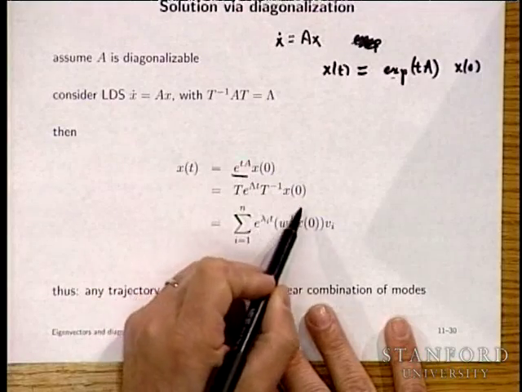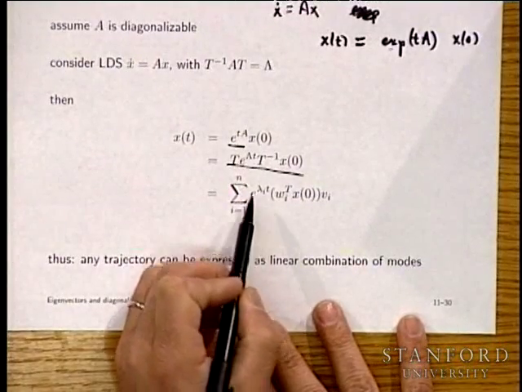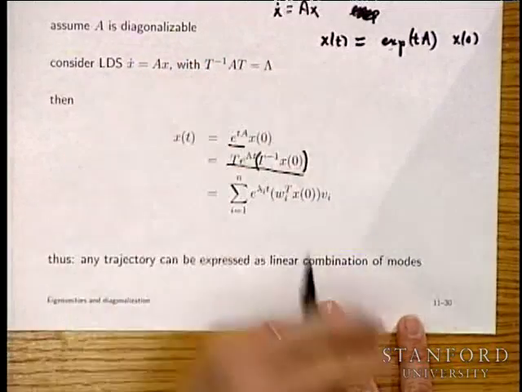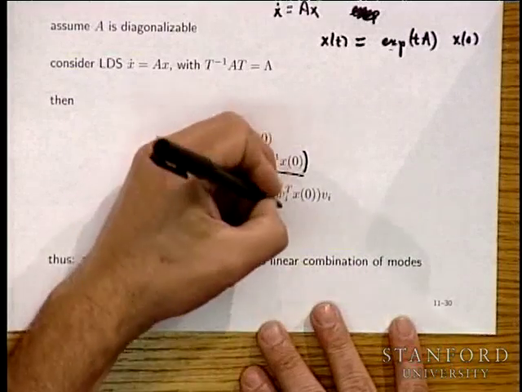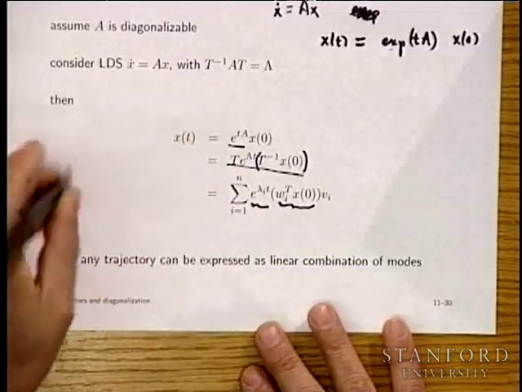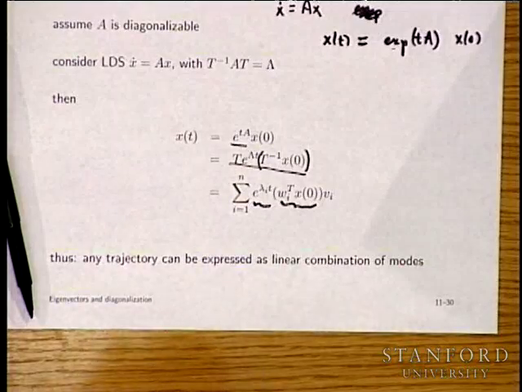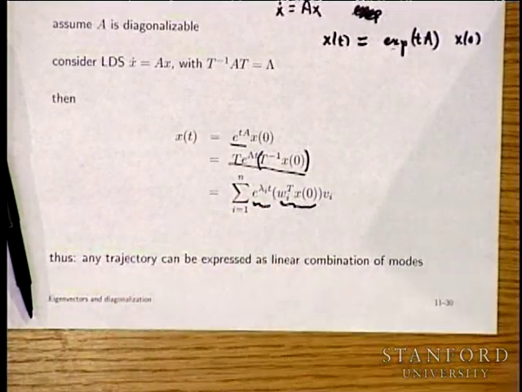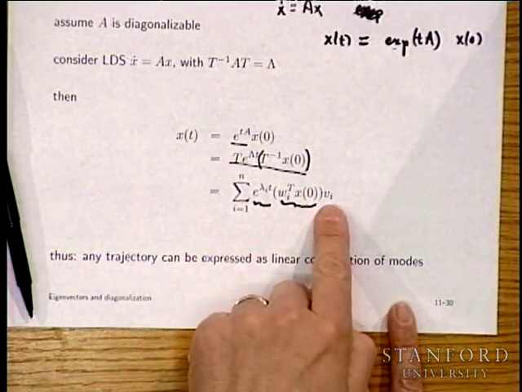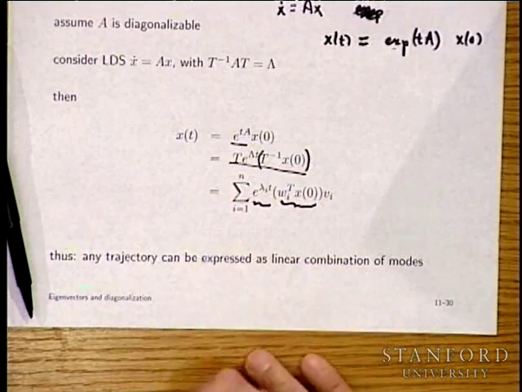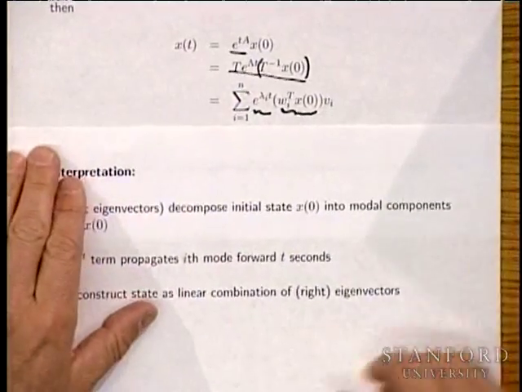But this thing is this. And then this has really the most beautiful interpretation. Because T inverse x of 0, I write it this way: Wi transpose x of 0, that's a number. Then it's multiplied by this thing, which tells you, for that eigenvalue, eigenvector, whether it grows, shrinks, if it's complex, oscillates, and all that kind of stuff. And then this gives you the Vi, reconstructs it. So the interpretation of this formula is really quite beautiful.